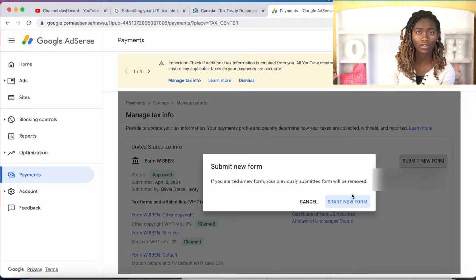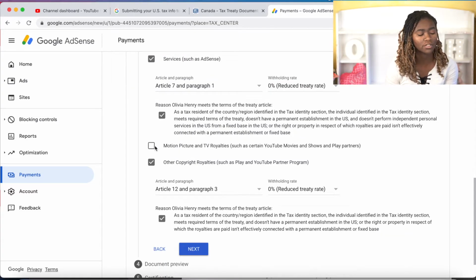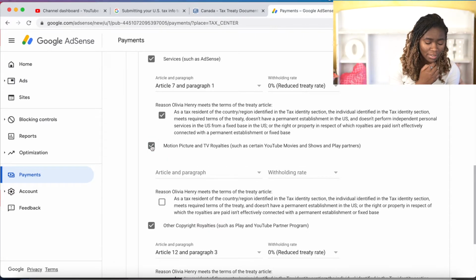I'm going to start a new form, do everything exactly the same, except go back to the motion picture and TV thing. Okay, so it says motion picture and TV royalties, such as certain YouTube movies and shows and play partners. If I check that, it says, as a tax resident of the country/region identified in the tax identity section, the individual identified in the tax identity section meets required terms of the treaty and doesn't have a permanent establishment in the U.S. or the right or property in respect of which the royalties are paid isn't effectively connected with a permanent establishment or fixed base.